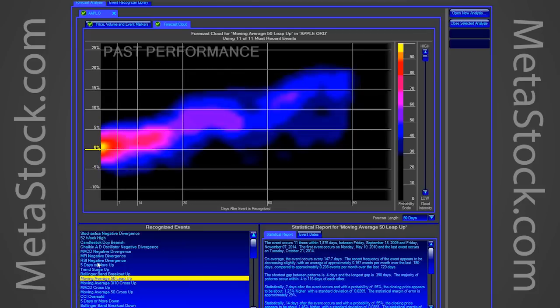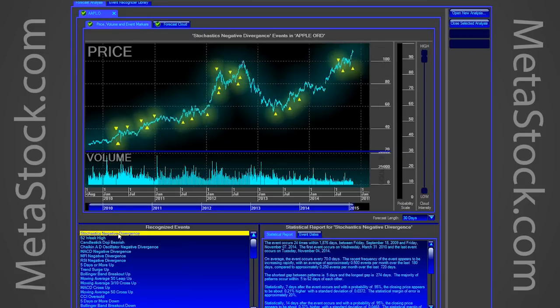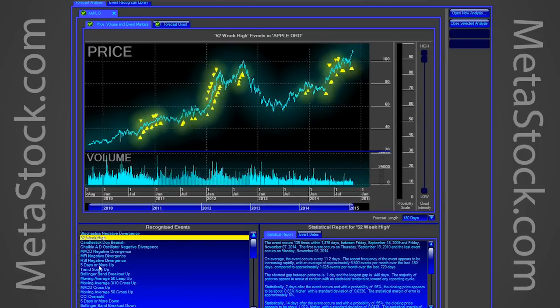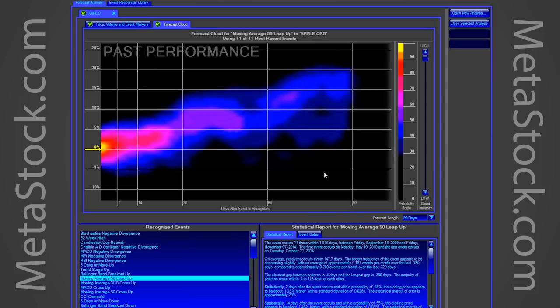This one's a little closer up. I want to use these ones that are a little closer to the top. That means that they are frequent, or they've happened recently. The reason the stochastic negative divergence is at the top of the list is not saying necessarily that it's a better signal, but that it's the most recent occurrence. So let's go ahead and stay with this moving average 50 leap up, because it happened recently, back on the 21st. Now, let's explain what this looks like.